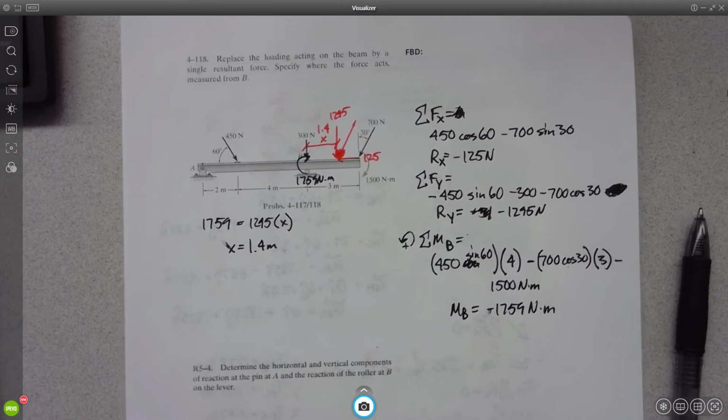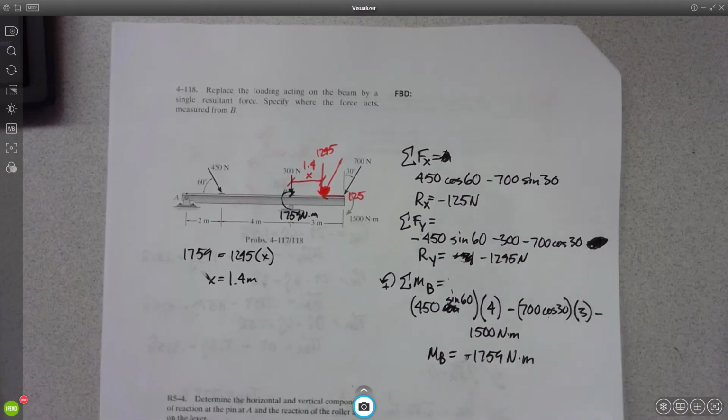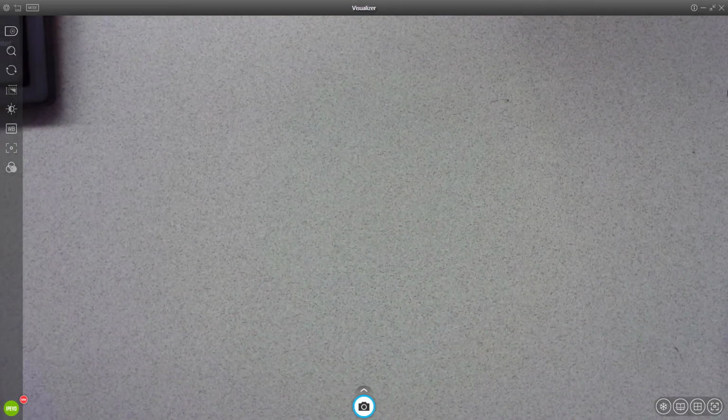So, all right. Next. Should we do the last machine design one, maybe?